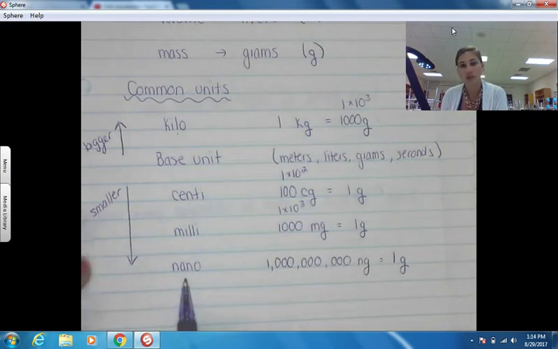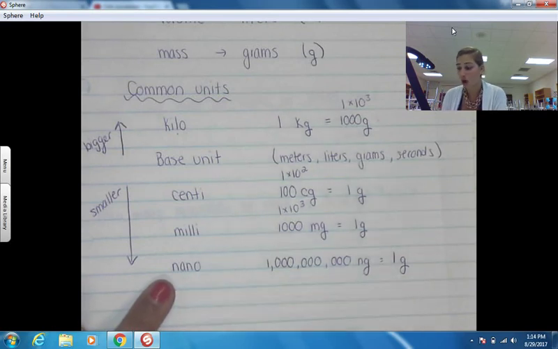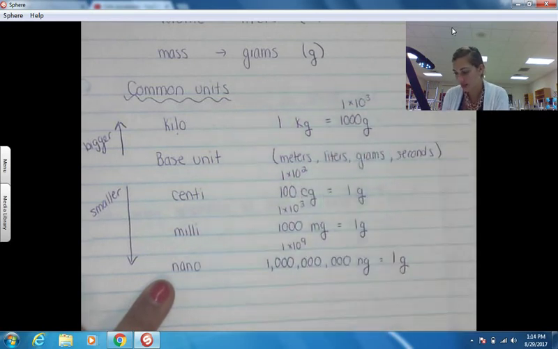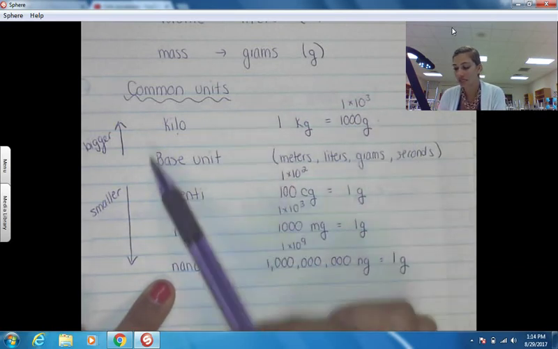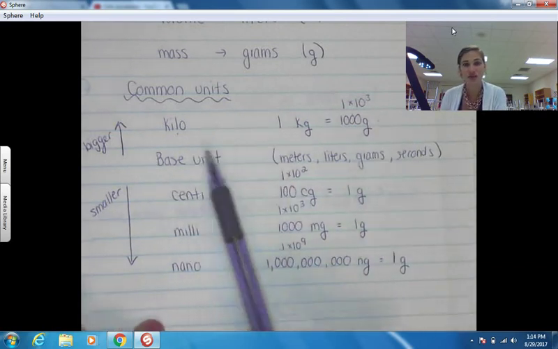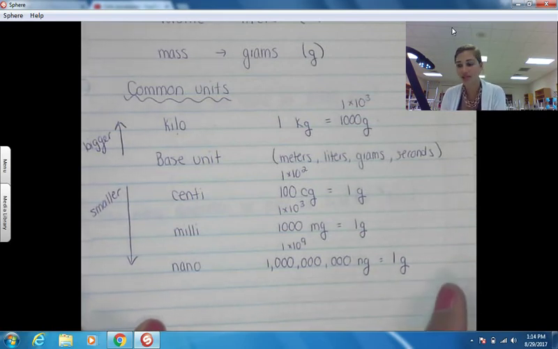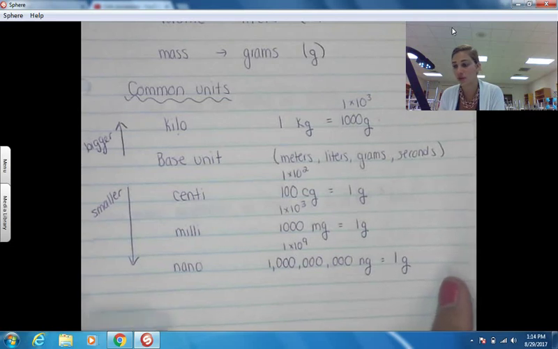Nano is probably the one that you're least familiar with. Nano is really, really small. Here we have 1 times 10 to the 9th nanograms fit into 1 gram. You need to have these prefixes and what they mean memorized. This is really important. We are going to be using metric conversions throughout this entire year. Let's see how this plays into some practice problems.